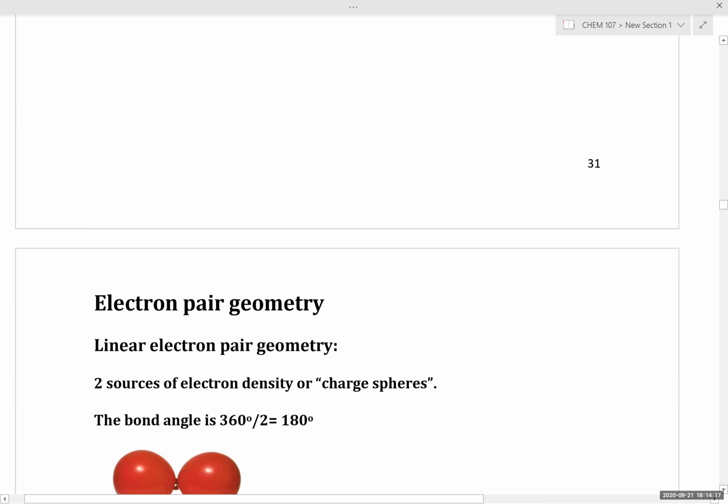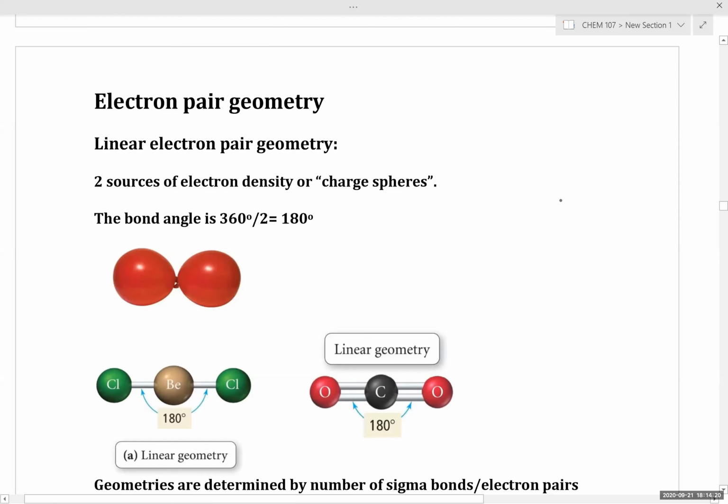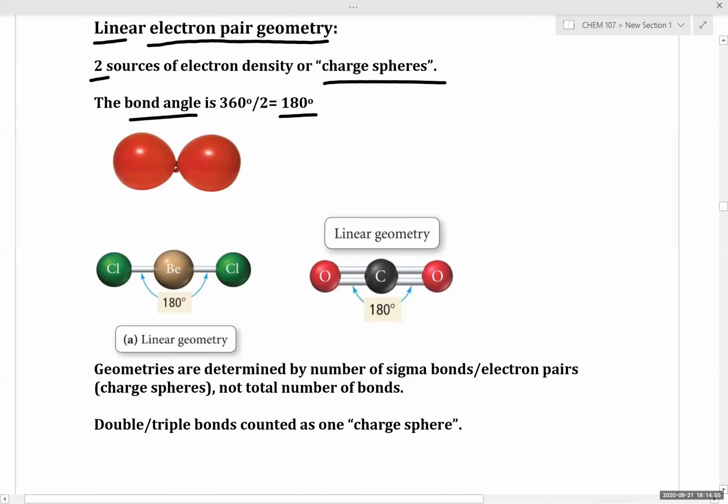So, let's talk a little bit about different electron pair geometries. These are rough shapes of our molecule. There are three that you need to know in this class. The first is the linear electron pair geometry. This occurs when we have two charge spheres. The bond angle, which is the angle separating our two bonds to our central atom, is 180 degrees. Notice that we can have a linear geometry for beryllium dichloride and carbon dioxide.